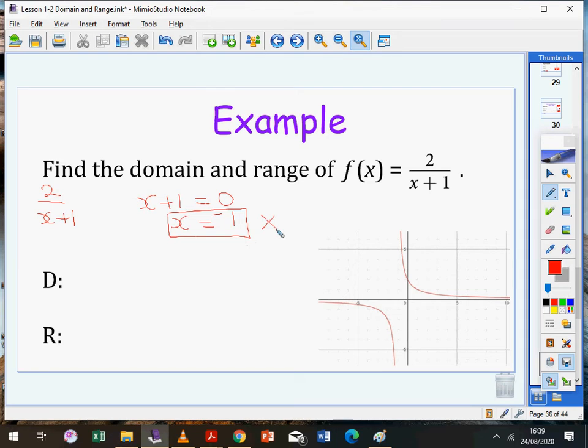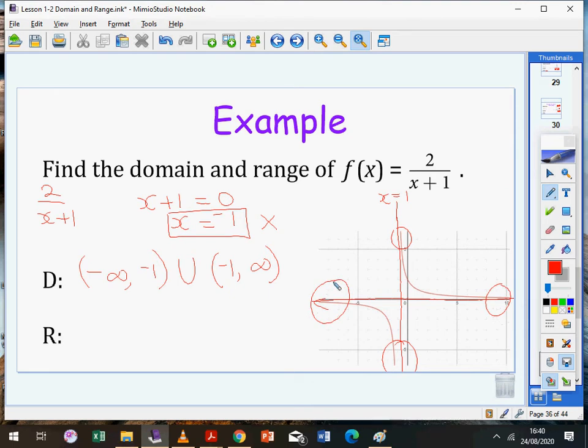And I think you can see here, because if I draw the line x equals -1, the graph never touches that line. It goes closer and closer to that line, but it never touches it. So my domain will be everything from negative infinity, because it continues going, up to -1, not included, union everything between -1 and positive infinity. My range, on the other hand, if you look at this graph, this line y equals 0 does not touch the curve. It's an asymptote.